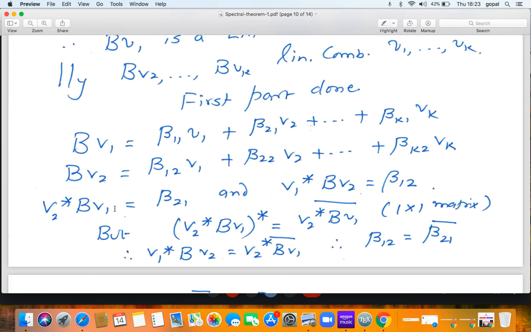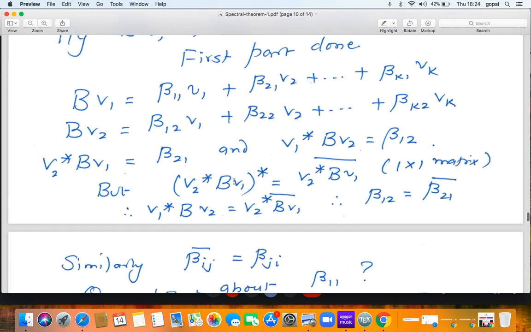Correct? But V2 star B V1 and V1 star B V2 are both 1 cross 1 matrices. No? So when I take a 1 cross 1 matrix and take a star, I'm going to get a conjugation. So (V2 star B V1) star is simply V2 star B V1 bar. But the left hand side is V1 star B star V2 star star. B star is B, and V2 star star is V2. So we get that V1 star B V2 is the same as V2 star B V1 bar.